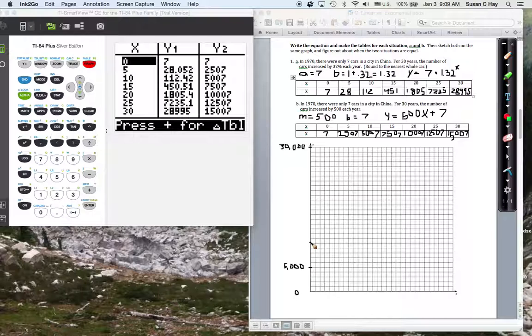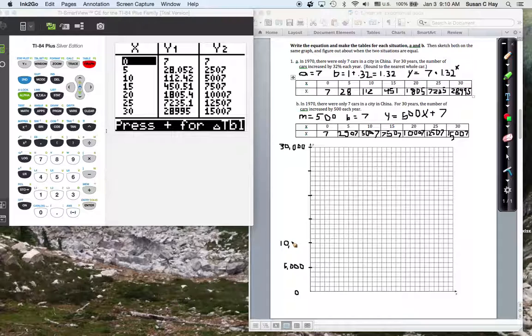Here's 10. 11, 12, 13, 14, 15, 16, 17, 18, 19, 20, 21, 22, 23, 24, 25, 26, 27, 28, 29, 30. See? So that's scaling my axis.